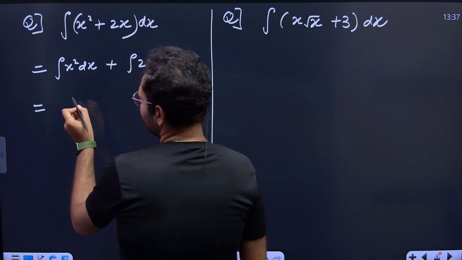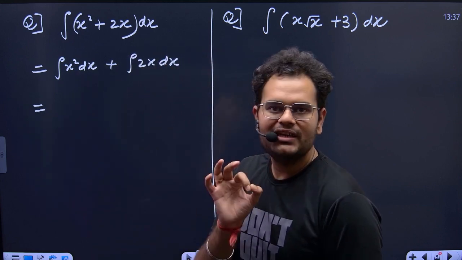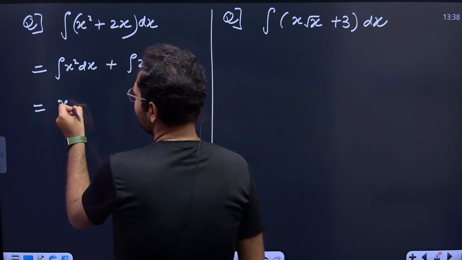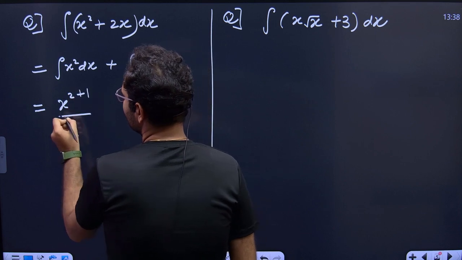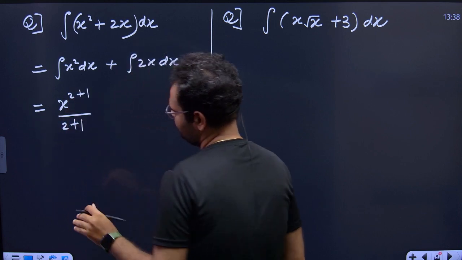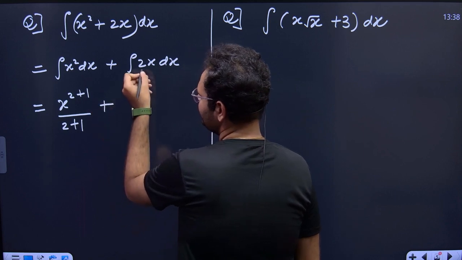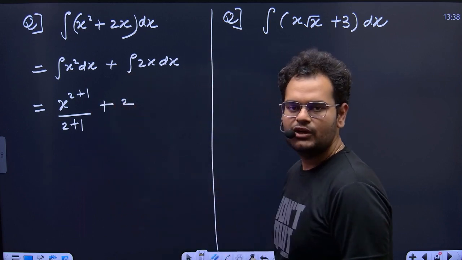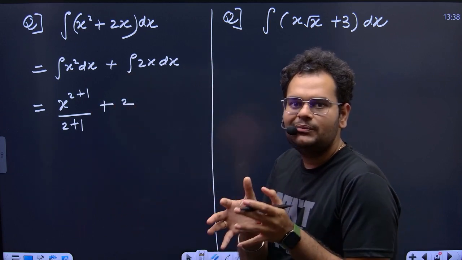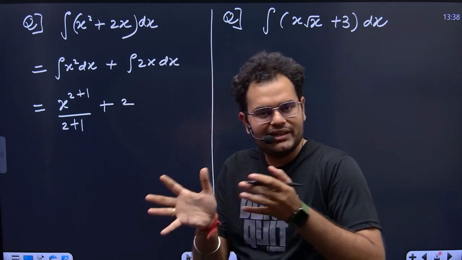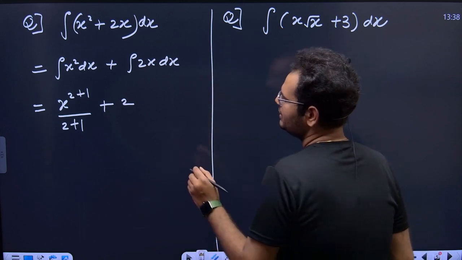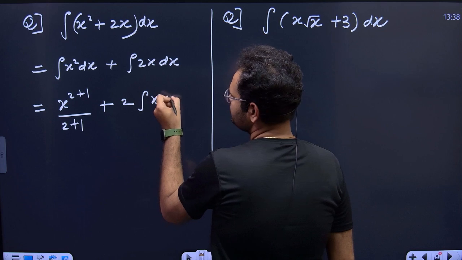So you know integration of x square dx, same form, x to the power n. So the answer will be what? x to the power 2 plus 1 upon 2 plus 1. Done, right? Sir, what about this? Plus, I can take this 2 outside because it is a constant. I have told you that we can take a constant outside the integration, just like differentiation. So integration of x dx.